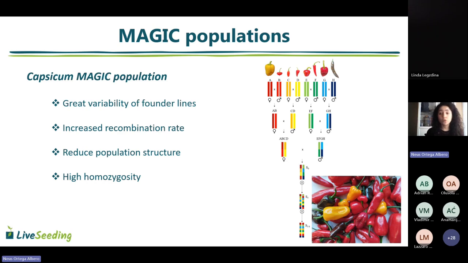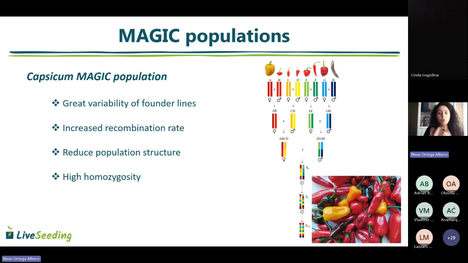It's a magic population of different varieties of pepper, and we have found that this population embeds great variability from the founder lines. We have increased the recombination rate that is normally observed for pepper. We also reduced the population structure that may be normal in other breeding populations, and we have found that after 5 selfing generations, we have reached a high homozygosity.